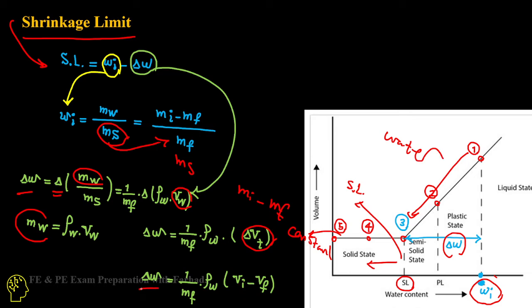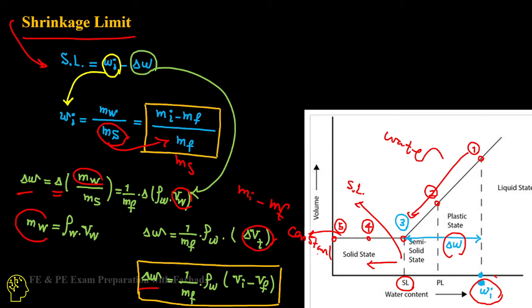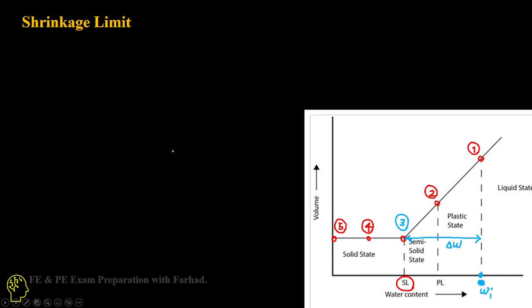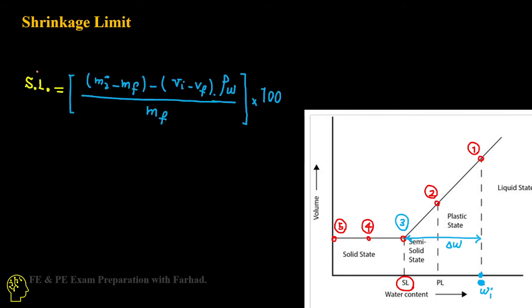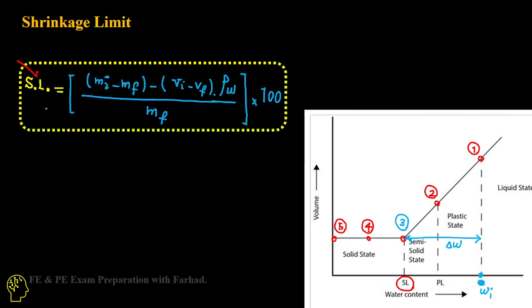If we just write delta W, that's 1 over mass of final times rho W times, in parentheses, Vi minus Vf, initial minus final volume. And if we replace these two equations back in shrinkage limit and add them together, it gives us the total complete SL formula. If you multiply it by 100, that's the shrinkage limit percentage.